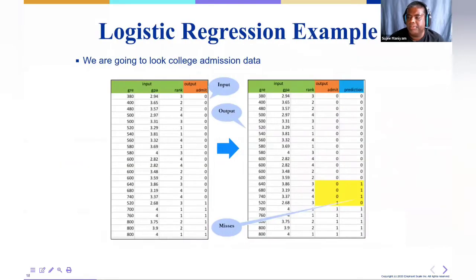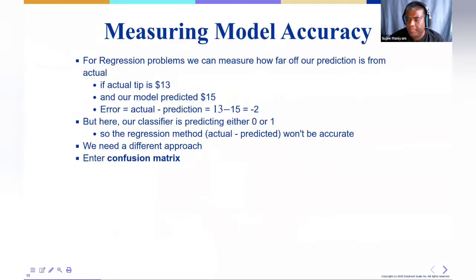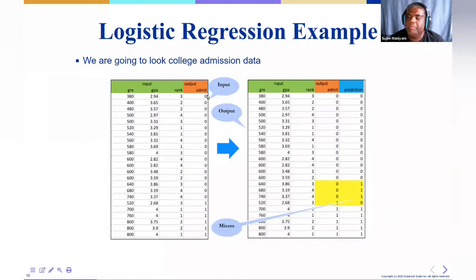All right. Now I showed you we are predicting 0 or 1. Now, how do you measure the accuracy? Because in regression, I could simply subtract.